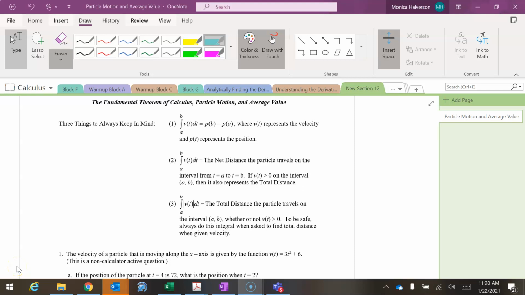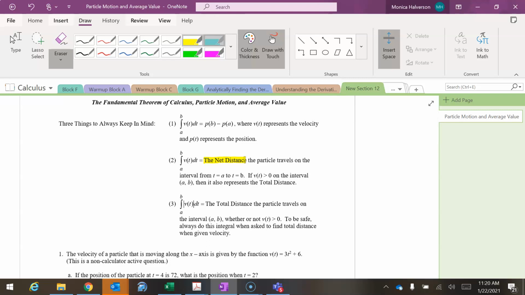Right, so today we are going to talk more about particle motion in regards to definite integration. And there are three things we always want to keep in mind. The first thing is if you're taking the definite integral of velocity, you are essentially finding the difference between the two positions of the upper and the lower limit. The second thing is if you're taking the definite integral of velocity, that value equals the net distance the particle travels from A to B.